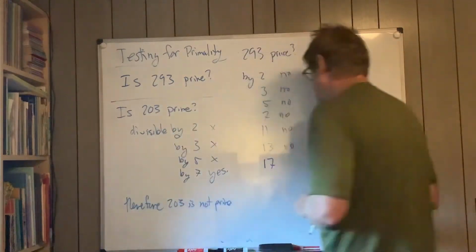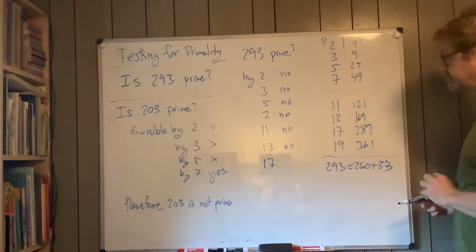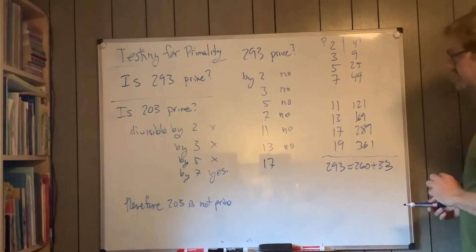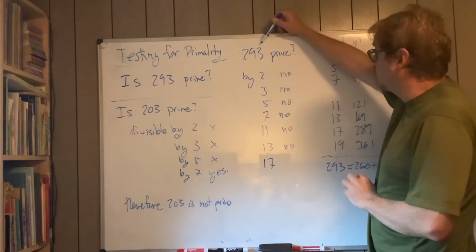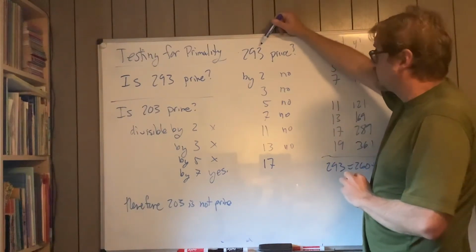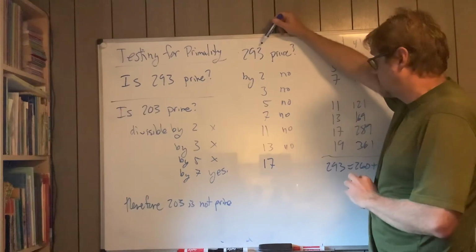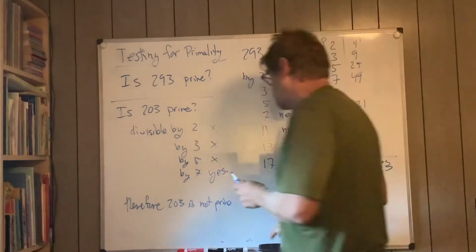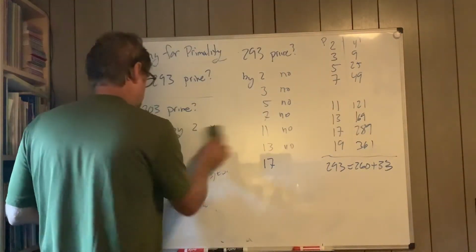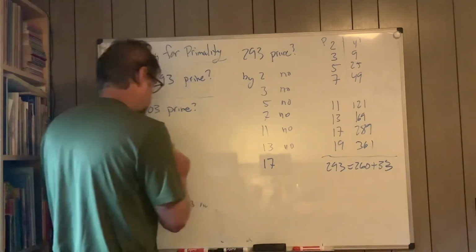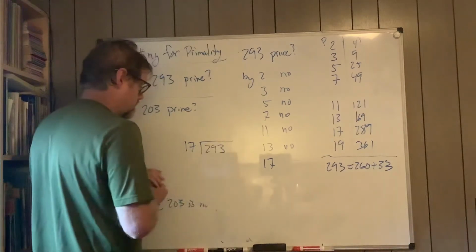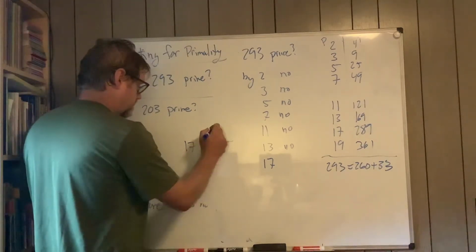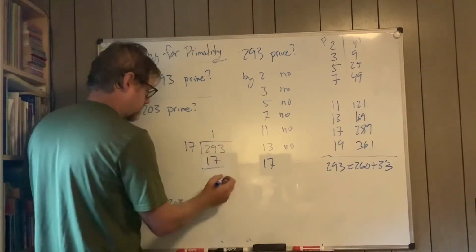Okay, 17. That might be a little bit tricky too. We could take 340. The difference is 47. And I believe that's a no. Let's check this one with some long division, just to double check. In case, you can always do this to just double check.